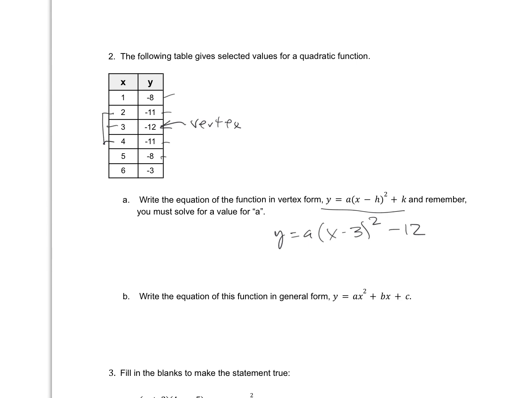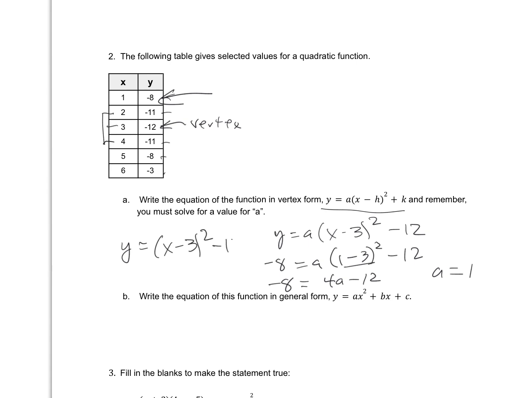All right, so now I need to solve for a. I pick one of the points. I'm going to pick 1, -8 to solve. So I put in -8 equals a times 1 minus 3 squared minus 12. So I'm solving for a. This is 1 minus 3, which is -2, which squared is 4. So this will be 4a minus 12 equals -8. I add 12, divide by 4, I get a equals 1. So my equation is y equals x minus 3 squared minus 12.